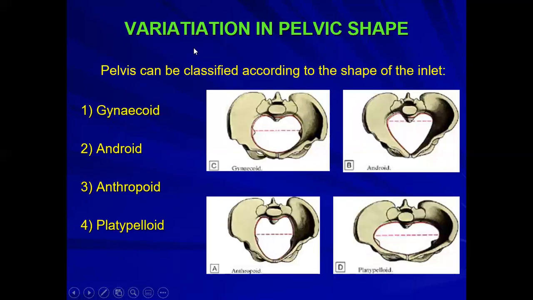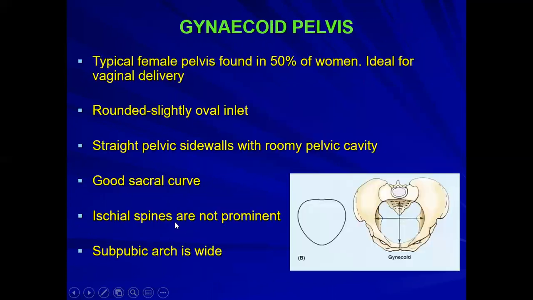So there are variations in the pelvic shape. The pelvis can be classified according to the shape of the inlet. We have the gynecoid type of pelvic bone, the android, the anthropoid, and the platypelloid. So this is the gynecoid, this is the android, which is heart shaped, then anthropoid and platypelloid.